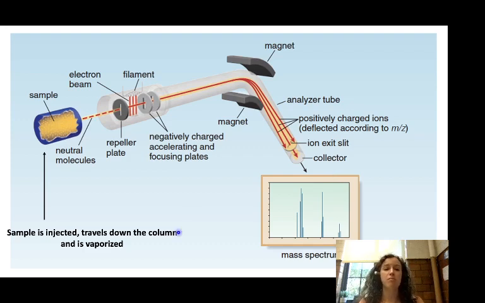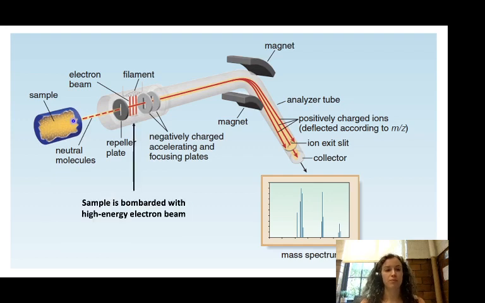So to begin with, you have your sample. You probably dissolve your sample in some type of solvent. That sample is injected into the instrument. It travels down a column where it is separated based on boiling point, and along the way is vaporized. That vapor is injected into the instrument.